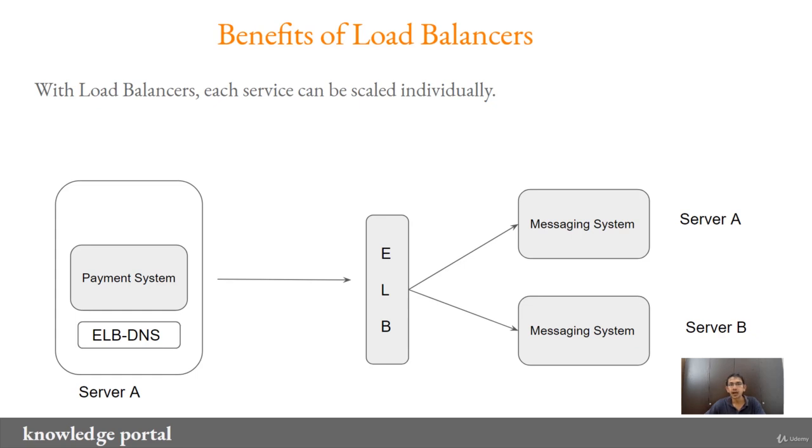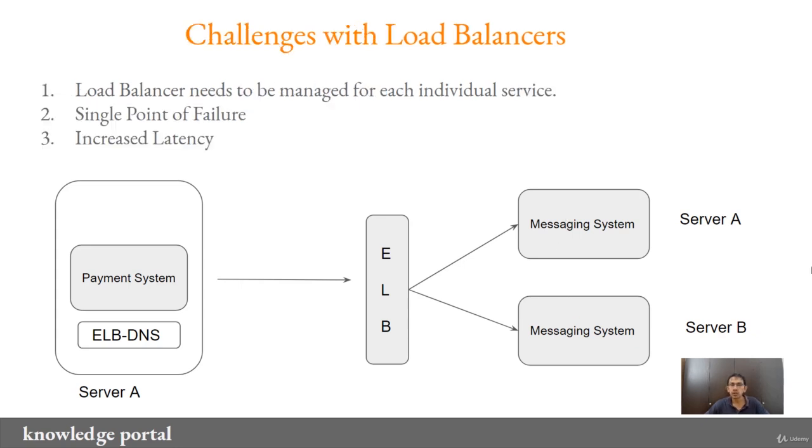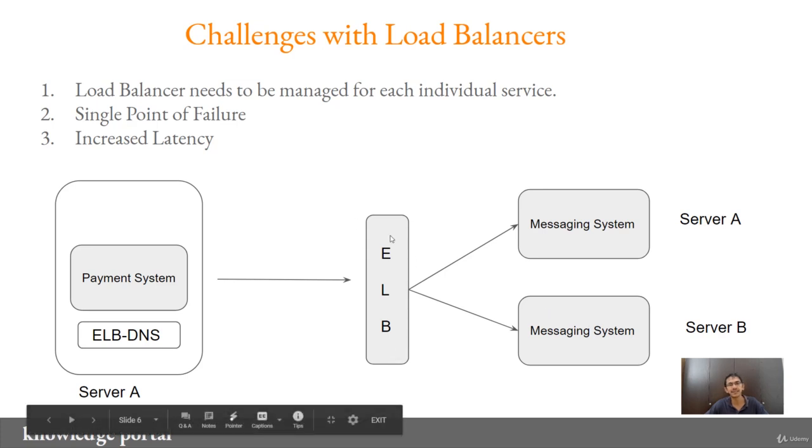In cloud environments like AWS, you can actually have auto scaling here. So behind the ELB, you have an auto scaling group of the messaging system, and depending upon various scaling policies that you set, the messaging system will scale accordingly. Now, although the load balancer based approach is used in a lot of organizations, it can also come with certain challenges. First one is that a load balancer needs to be managed for each individual service here. Currently you have a messaging system and a load balancer in front of it.